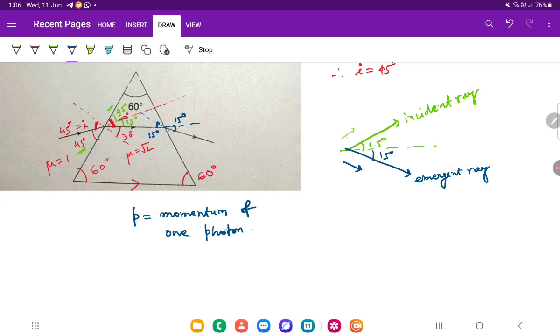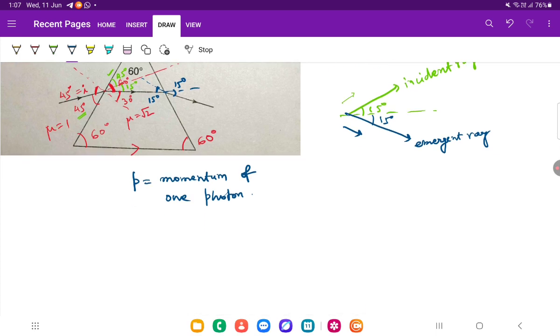Because initially the ray was making 15 degrees with the horizontal in the anti-clockwise sense, and now finally it will make a 15 degree angle in the clockwise sense. So you can observe a change in direction of the momentum. That means there must be a force that has acted on the photon by the prism, and vice versa we can say that a force has acted on the prism as well by the photons, right?